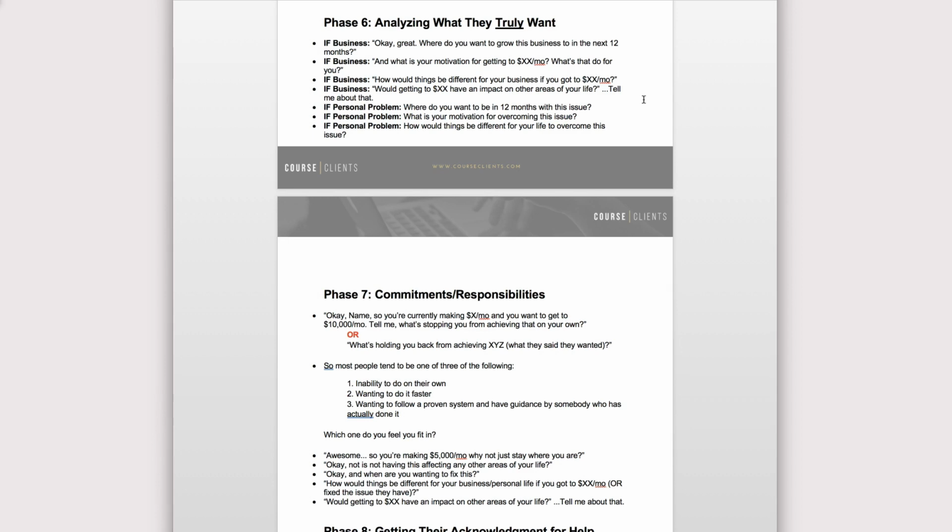So this is important, that you dig deep. The more you dig, the more you really flesh out exactly what their motivation is. When you find out their motivation, then you can figure out whether, yes, my course will help them or not.